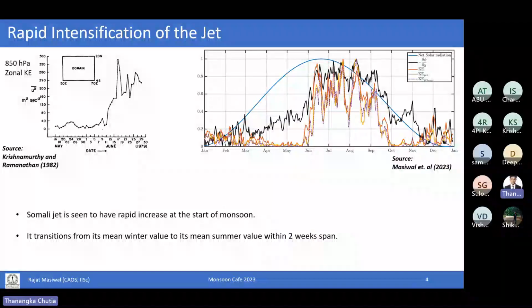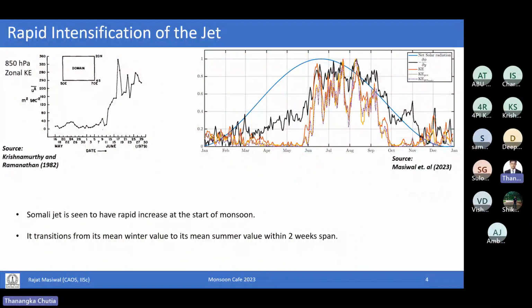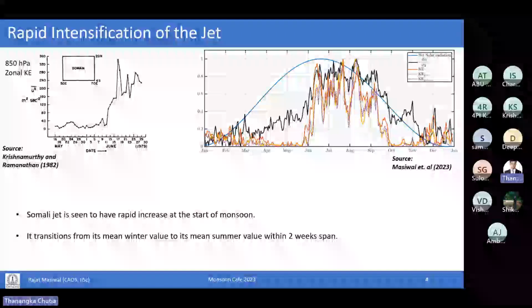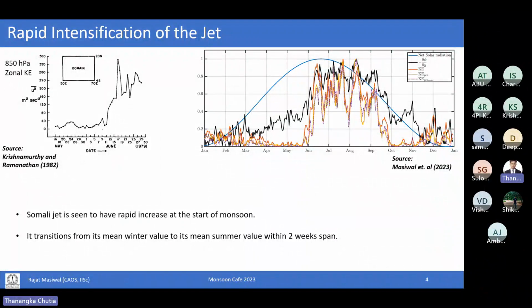Along with its balances, the jet also shows a very rapid intensification at the start of the monsoon. So, within just 2 weeks of the start of the monsoon, we go from almost zero kinetic energy to its maximum kinetic energy, which is shown here by the red curve. And this rapid intensification can again be explained by the non-linear advective balance, in which the generation of kinetic energy goes as the square of the pressure gradient. So even if the pressure gradient is linear, the generation of the kinetic energy is the square of that, and that can already give you a rapid kind of intensification.